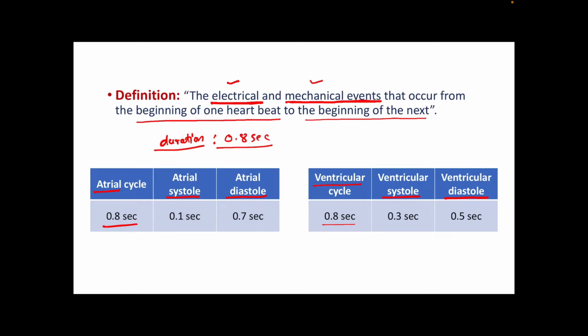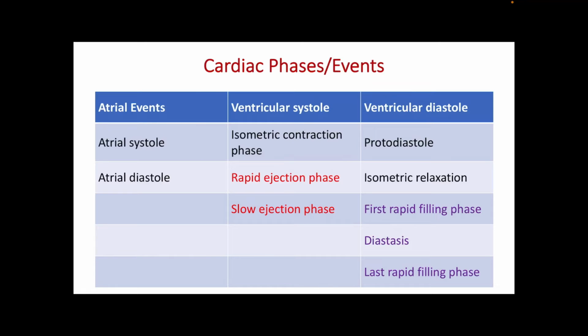Okay, and this atrial systole, it is 0.1 second and atrial diastole is 0.7 second. So duration of the atrial diastole is more here, and in ventricular cycle ventricular systole is 0.3, diastole is 0.5 second. Here again the duration of the ventricular diastole is more as compared to the ventricular systole. Okay, so now which are the various phases in cardiac cycle?